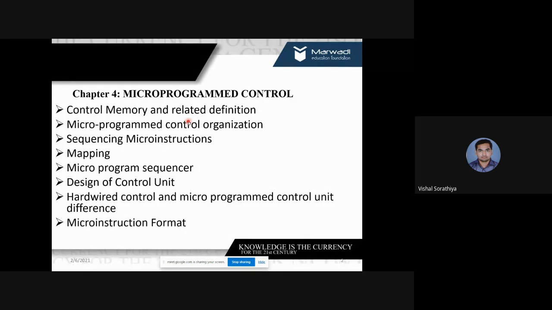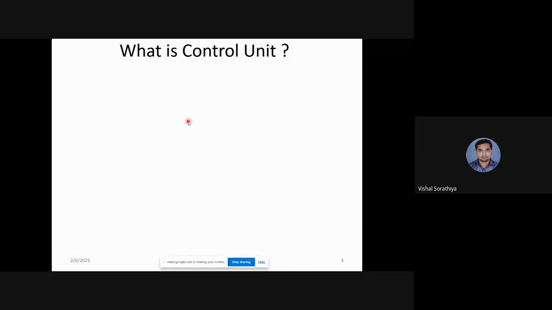In the second chapter, we discussed hardware control, which has a fixed set of rules, and you need to do any task related to that. So that we call hardware control. Under this chapter number 4, by and large, we need to discuss what a micro program control unit is.